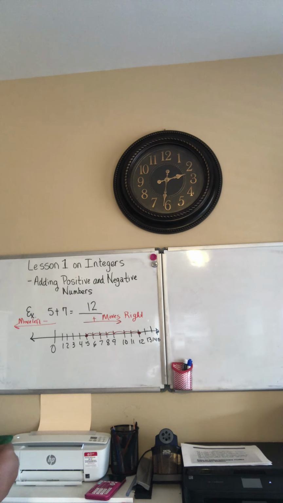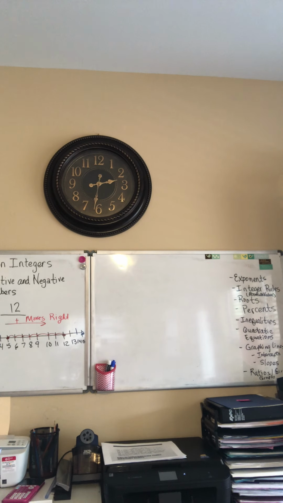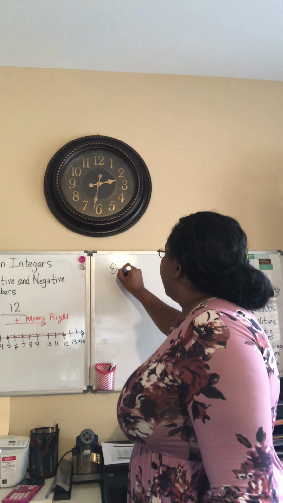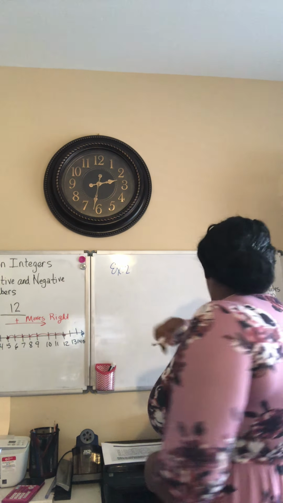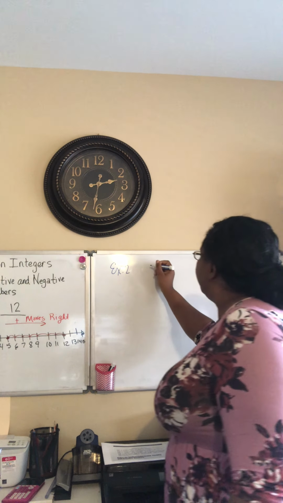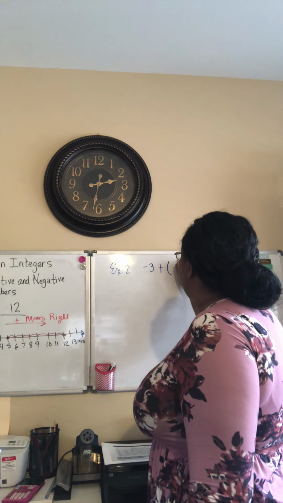Now, let's see what happens if we're adding two negative numbers. Now, I'm going to adjust my camera a little. It'll give me a little more board space on this side. And I want to look at what happens when we add two negative numbers. So, example 2. Excuse me, I've been a little ill. All right, so we have negative 3 plus a negative 2.